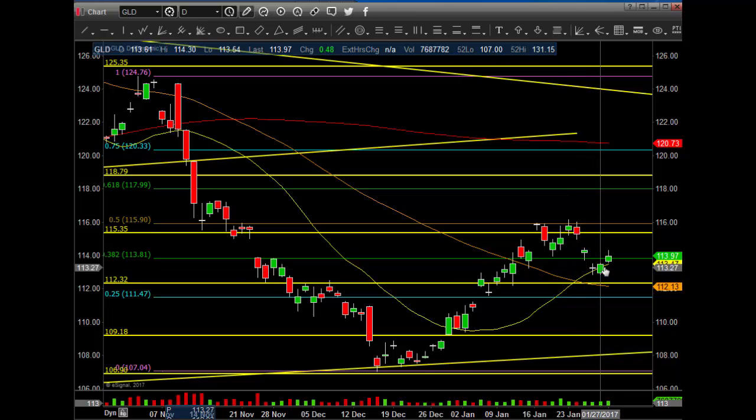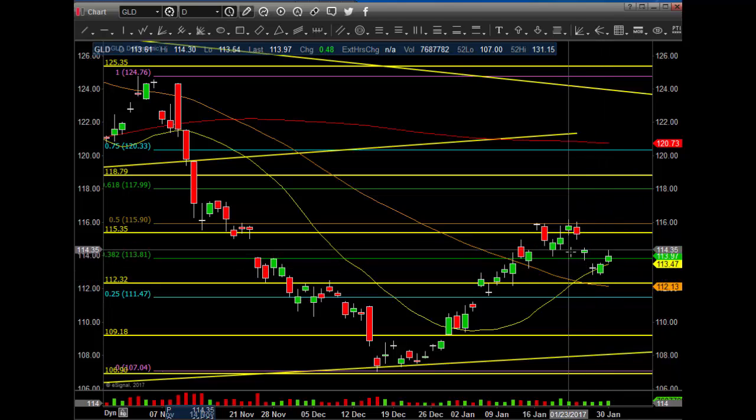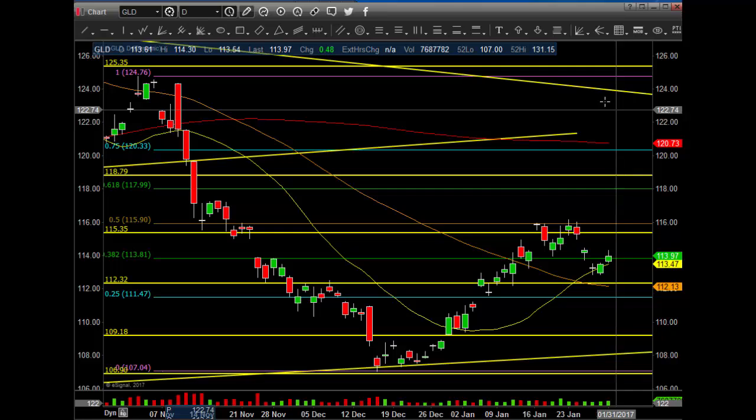So got to respect it. It's above the MAs here. Let's see if we can stay above. If it does keep chopping around here, we're probably setting up for possible higher prices.